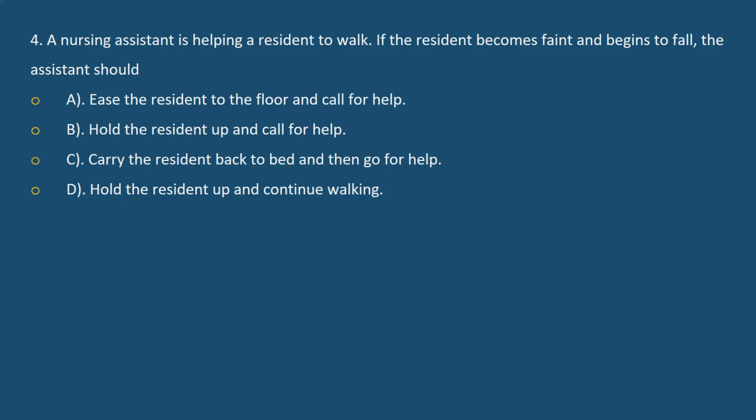Question 4. A nursing assistant is helping a resident to walk. If the resident becomes faint and begins to fall, the assistant should A. Ease the resident to the floor and call for help. B. Hold the resident up and call for help. C. Carry the resident back to bed and then go for help. D. Hold the resident up and continue walking.